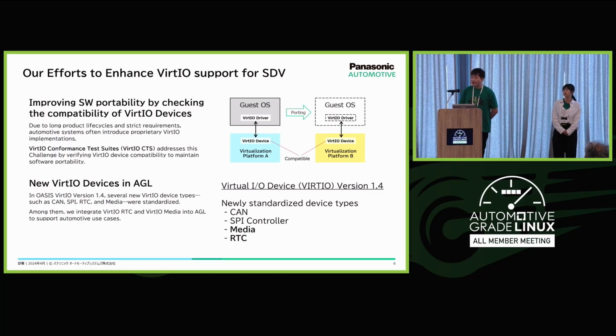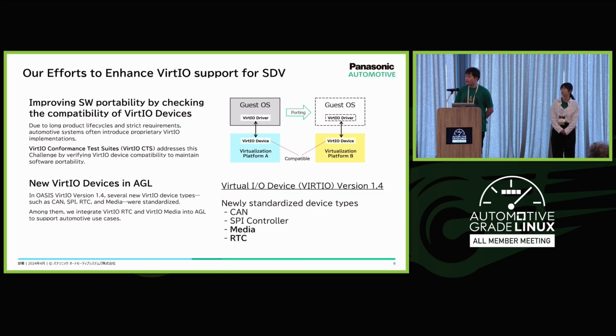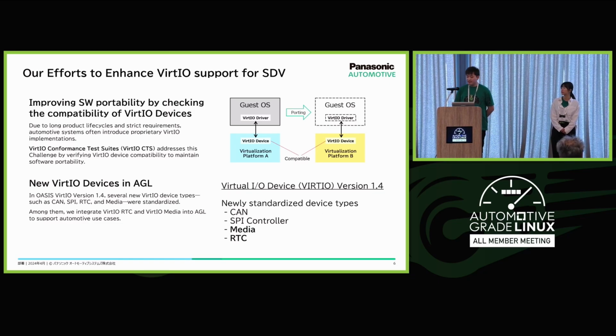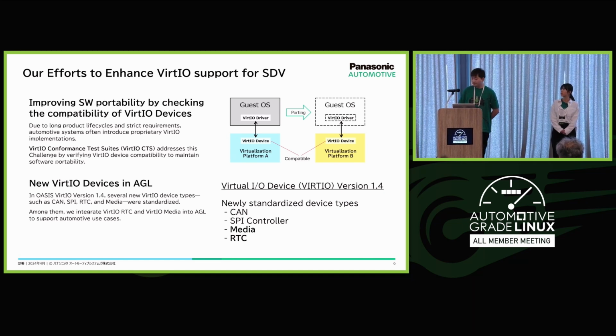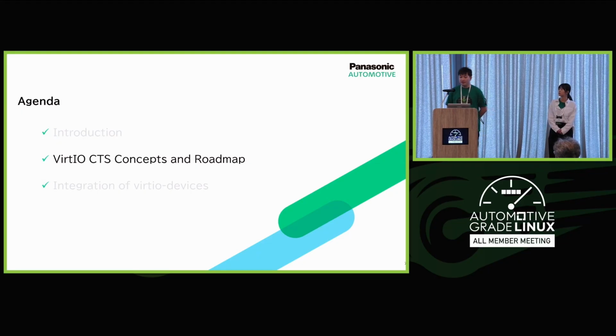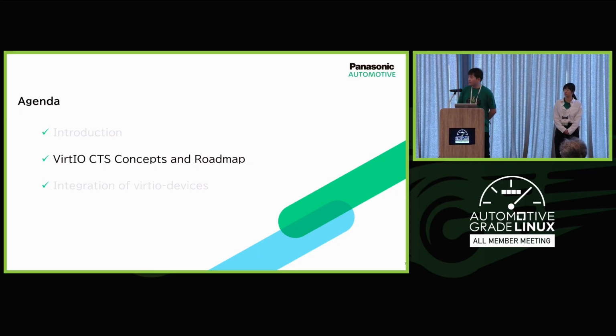And second, as VirtIO evolves, several new device types are standardized in OASIS VirtIO version 1.4, including CAN, SPI, media, and RTC. And among these, we integrated VirtIO RTC and media into AGL to support automotive use cases. And next, I will briefly explain what VirtIO CTS is.